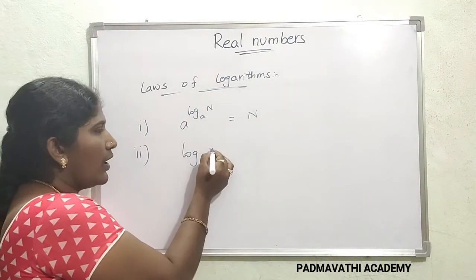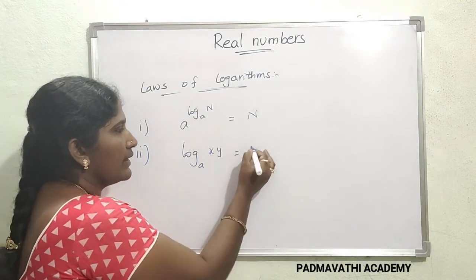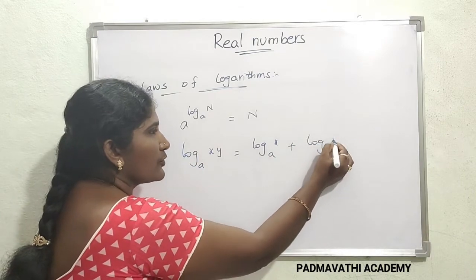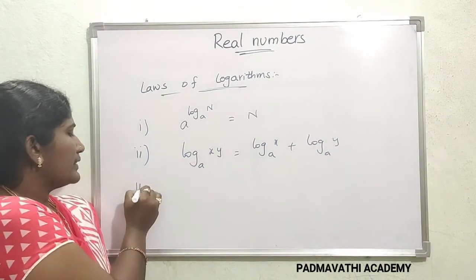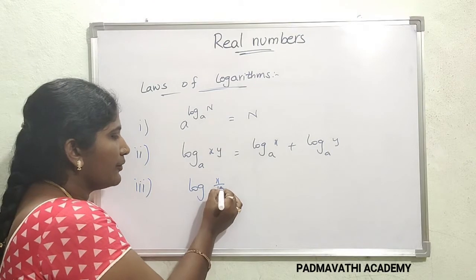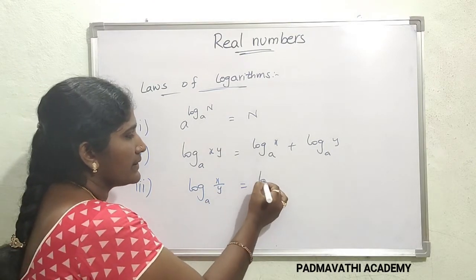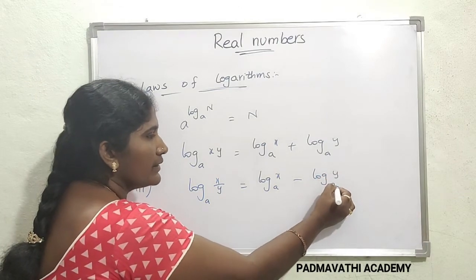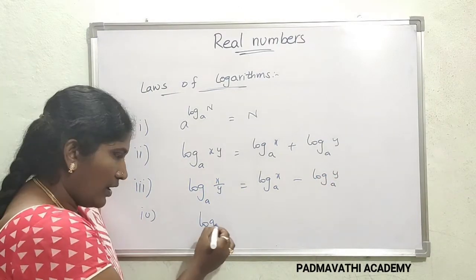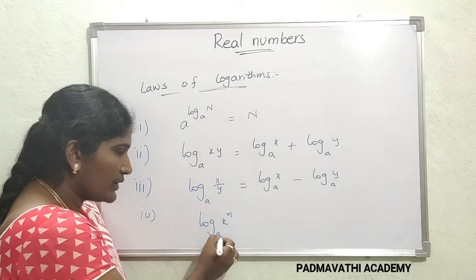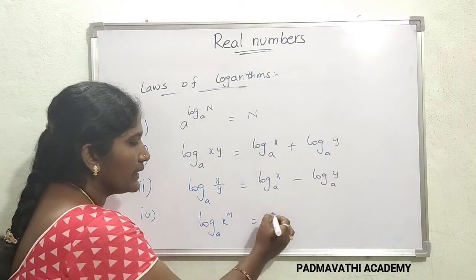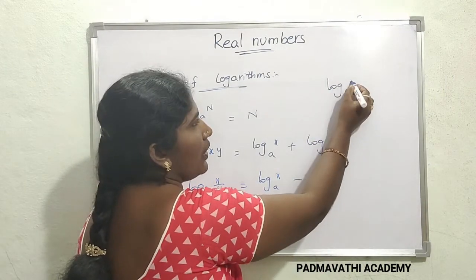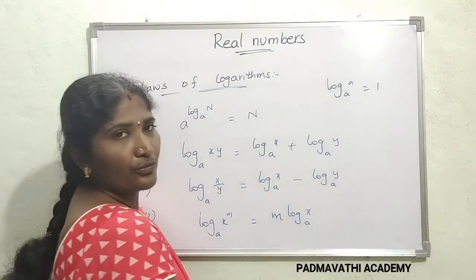Second one, log xy to the base a is equal to log x to the base a plus log y to the base a. Next, third one, log x by y to the base a is equal to log x to the base a minus log y to the base a. Next, log x to the power m to the base a is equal to m log x to the base a. Next, log a to the base a is equal to 1.